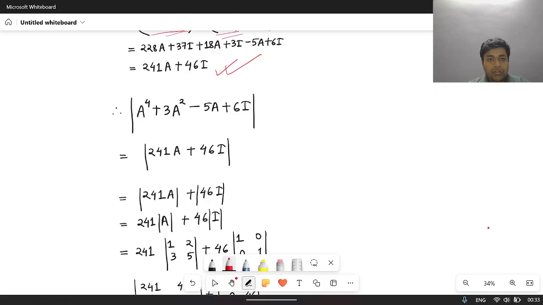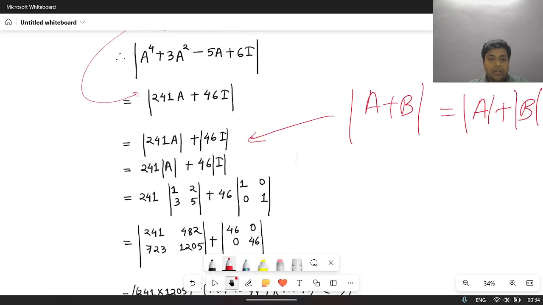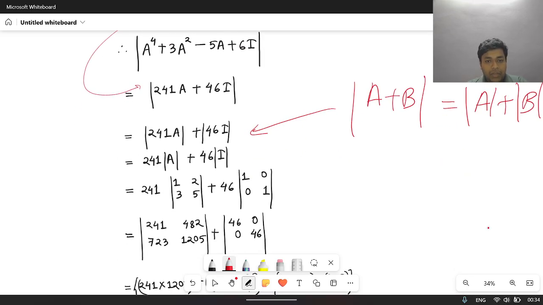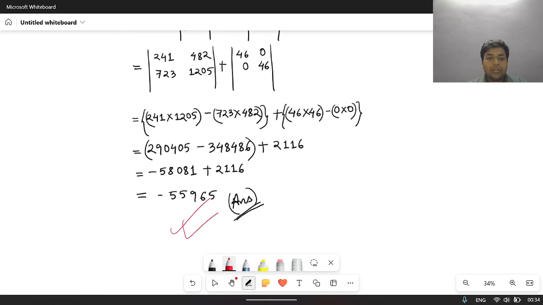Okay, this is the value I got, so I have put the value here. Now 241A, because we know that if we take the determinant of A plus B, then we can write it as this. So I have written it here. Then 241 is the constant. We took it out of 241 into determinant of A plus 46 into determinant of I. So we have put matrix A and matrix I. Then this will be multiplied, I multiplied it with everything, and then I calculated the determinant and I found out the answer.